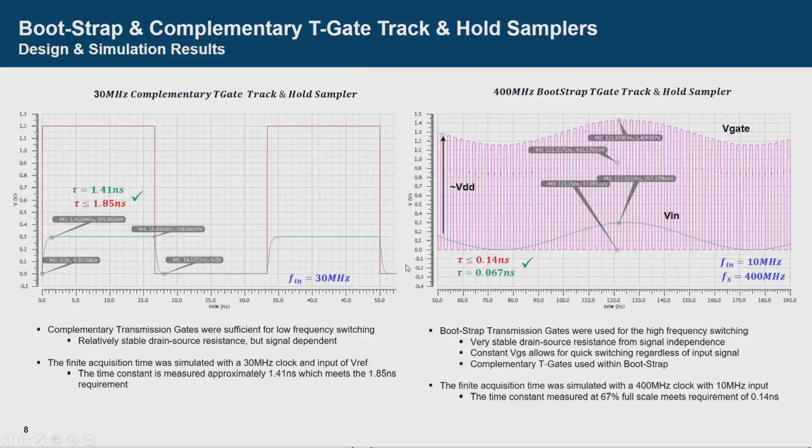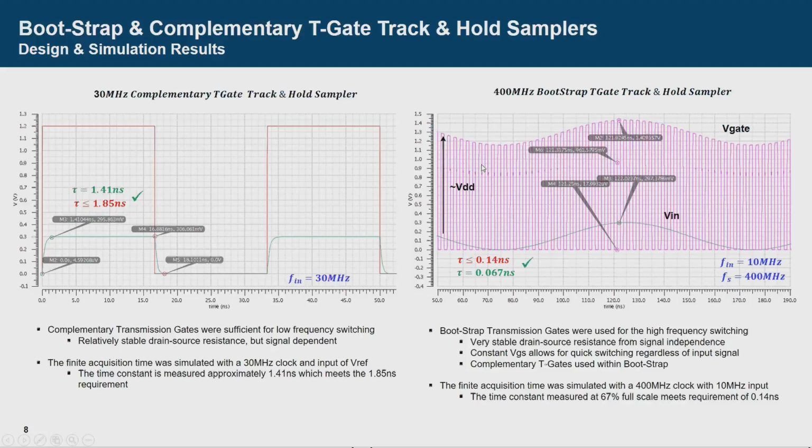Here are some simulation results for the track and hold samplers. On the left side is the complementary T-gate track and hold sampler running at 30 megahertz. You can see that the red is the input signal of 30 megahertz, and the green is the output of the track and hold. You can see that the time constant of 1.85 nanoseconds was met with 1.4 nanoseconds.